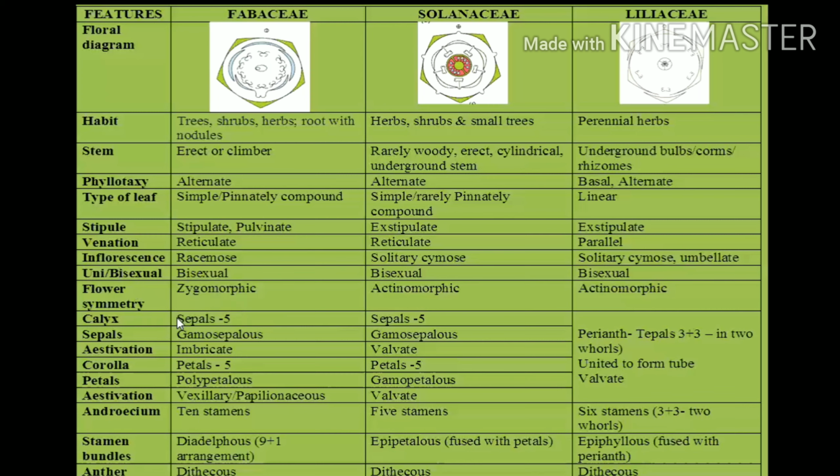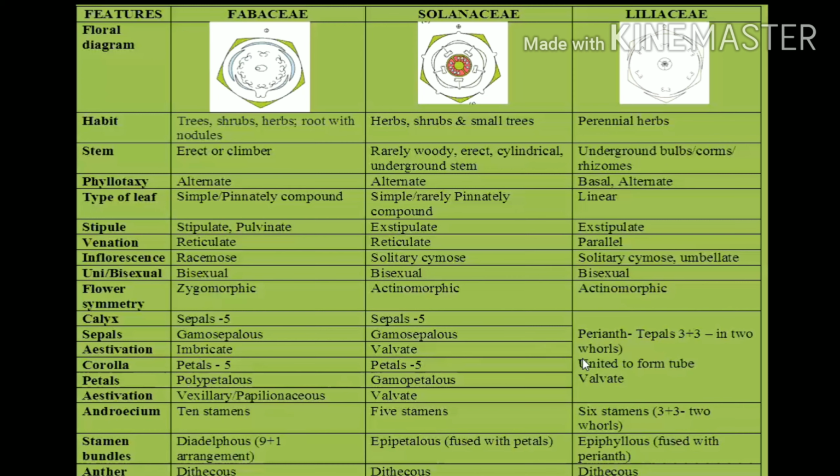The calyx. Sepals are 5 in both Fabaceae and Solanaceae, and they are fused. They are in the gamosepalous condition, but the estivation is different. In Fabaceae, it is imbricate, and in case of Solanaceae, it is valvate. Corolla is comprising of 5 petals, but in case of Fabaceae, it is polypetalous, whereas it is fused in case of Solanaceae, it is gamopetalous. And the estivation is different. Vexillary or papilionaceous estivation is a unique feature of Fabaceae, and in case of Solanaceae, it is valvate.